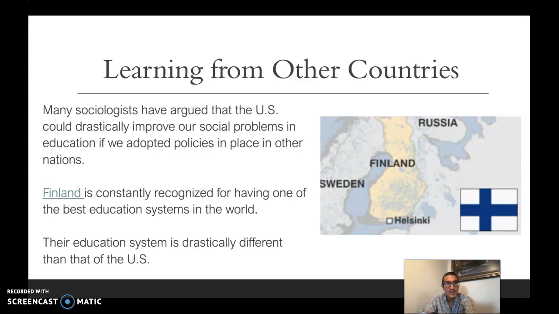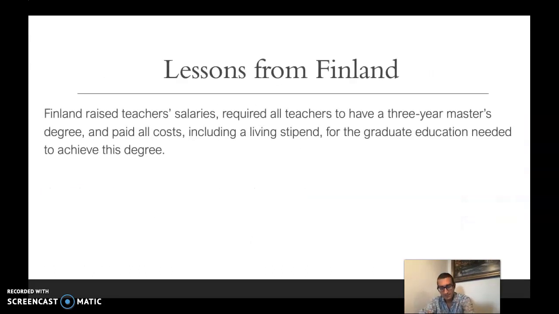in the United States. Finland is often looked at as the gold star in terms of education around the world. It is constantly being recognized as having one of the best education systems globally. Their education system is very, very different than that of the US. So let's take a closer look at Finland and see if there are any lessons that we could learn as a society from other industrialized countries and improve our quality of education.